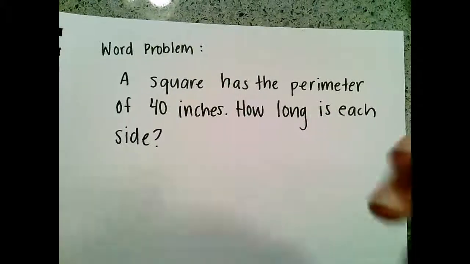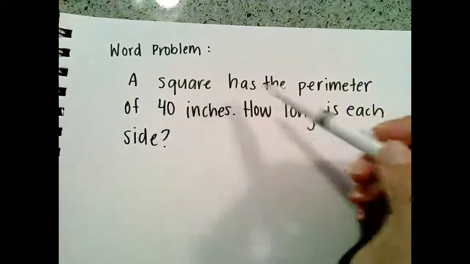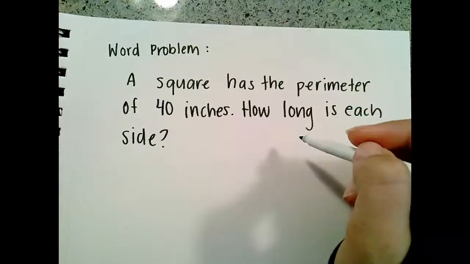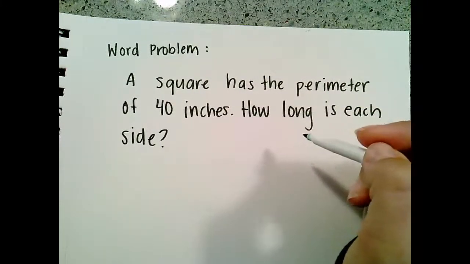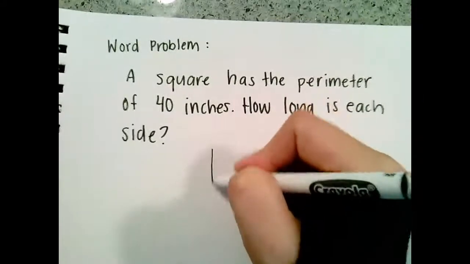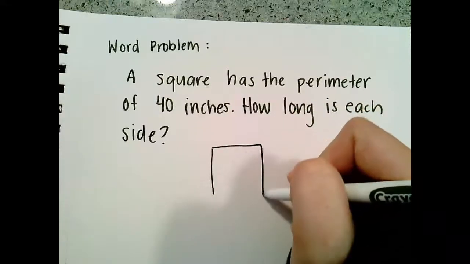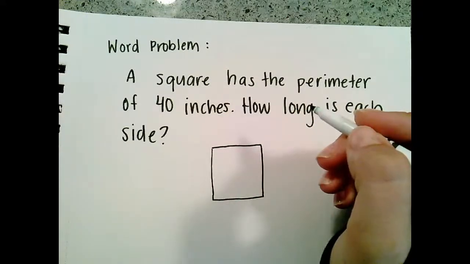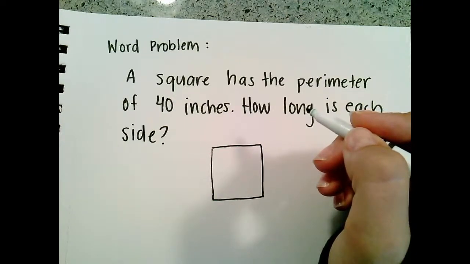Okay, I want to review your word problem from yesterday, which says a square has a perimeter of 40 inches and asks how long is each side. So I noticed in your work you drew a diagram of the square, which is great. And now we first need to make sure we input our information correctly into our diagram.